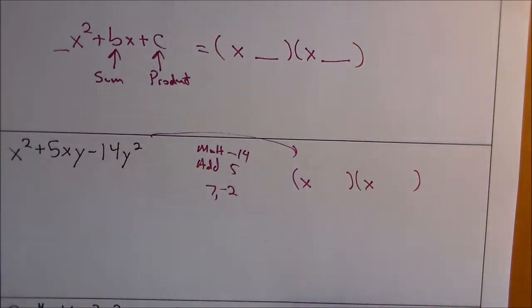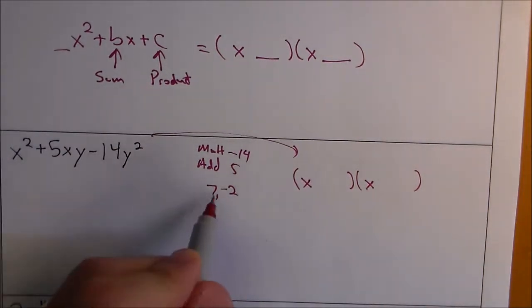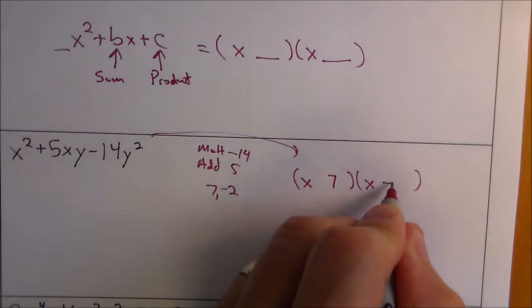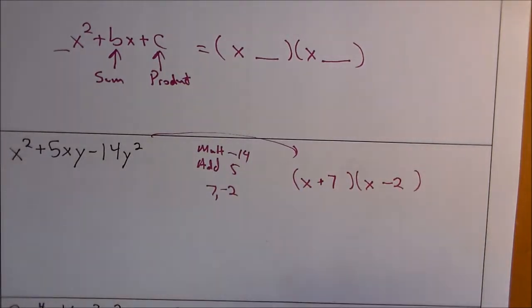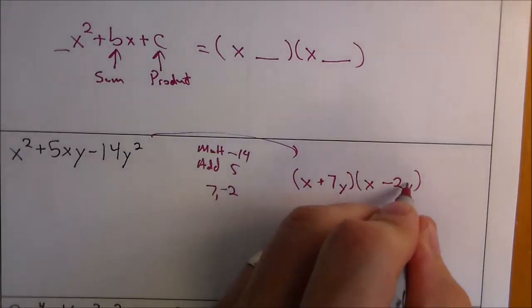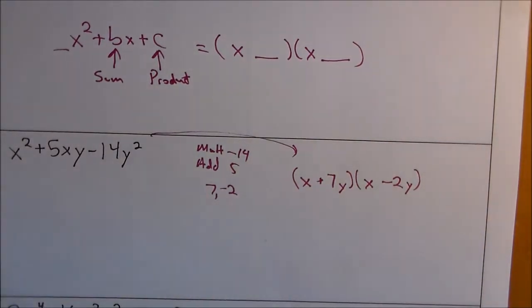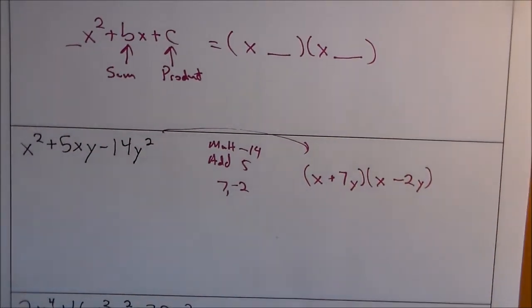We don't have any coefficients on it. And then 7 and negative 2 are what we're going to use. Now this one's a little bit different because it has a y squared. Let's just put the y at the end. So x plus 7y and x minus 2y. Well, let's see if that works.